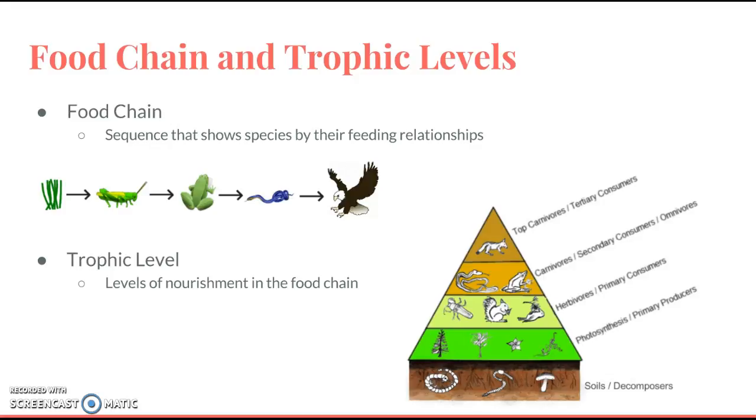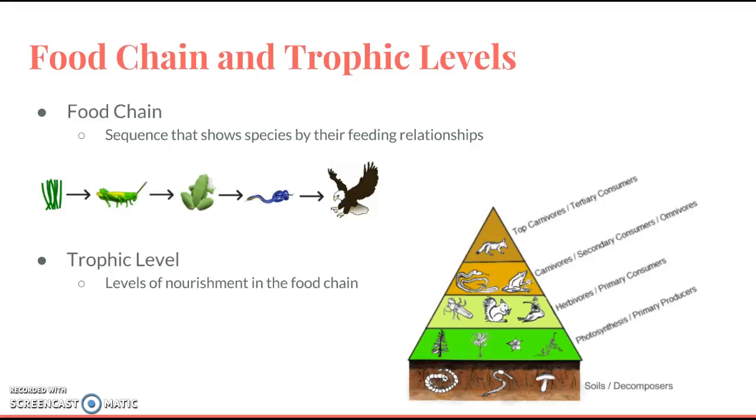And one thing that's really interesting and important to know is that when you go between different levels, you're only getting about 10% of the energy from the previous level. So by the time the eagle is getting its food, it's only getting 0.0001% of the original energy that the grass had. So the eagle is going to have to eat a lot of food in order to keep up its energy, because it's a bigger animal than, say, the grasshopper. And I found that really interesting, that you lose so much energy between levels.